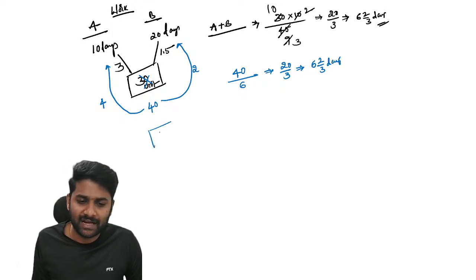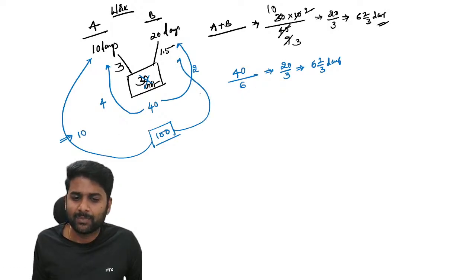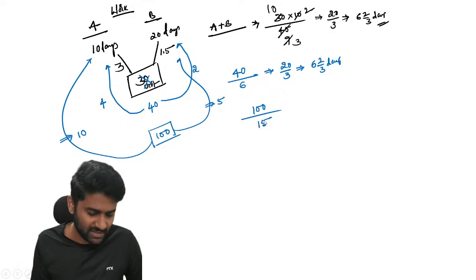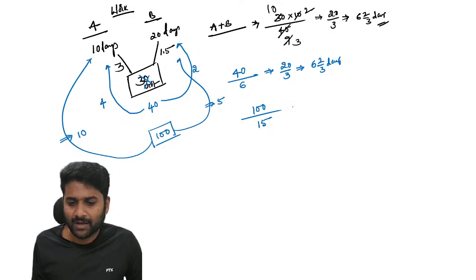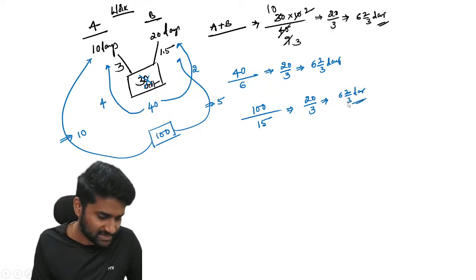Now let us take 100. For example, 100 units of work completed by A in 10 days, so per day work of A is 10 units. 100 units of work completed by B in 20 days, per day efficiency is 5 units. Now 100 units is total work. We are assigning A and B together. A and B together is 15. Now further calculation is 100 by 15, which is 20 by 3. Still both can complete the work in 6 2 by 3 days.